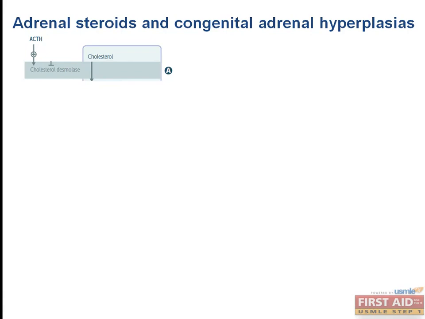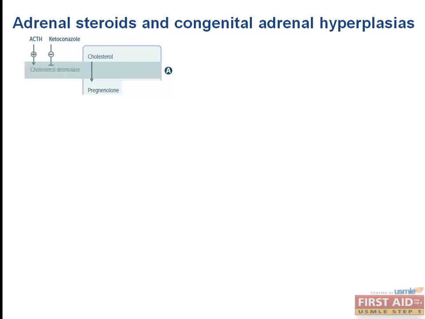There is a clinical correlation here as well. Ketoconazole, an antifungal agent, can actually inhibit the enzyme desmolase. As you can see in the diagram, desmolase catalyzes the conversion of cholesterol into pregnenolone. Pregnenolone can then enter two pathways depending on what enzyme acts on it.